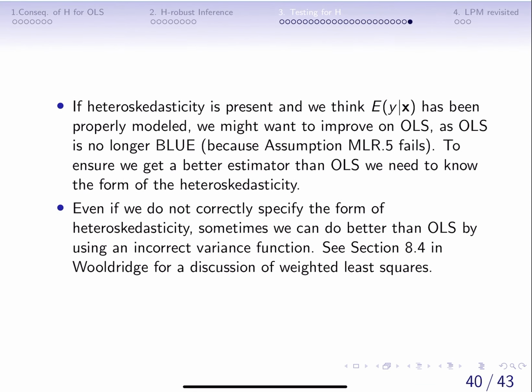And of course, we're skipping the part on weighted least squares, but if you're interested, you can read more of that in the book. Basically, the idea is that even if we do not correctly specify the form of heteroskedasticity, sometimes we can do better than OLS by using an incorrect variance function. Okay, and you can take a look at what weighted least squares has to offer.